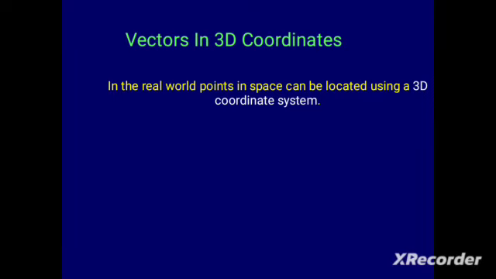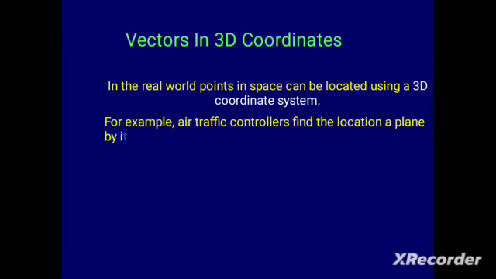In three-dimensional coordinate vectors, we are going to look at the 3D coordinate system, whereby we can say that world points in space can be located using the three-coordinate system. For example, air traffic controllers find the location of a plane by its height and grid reference.